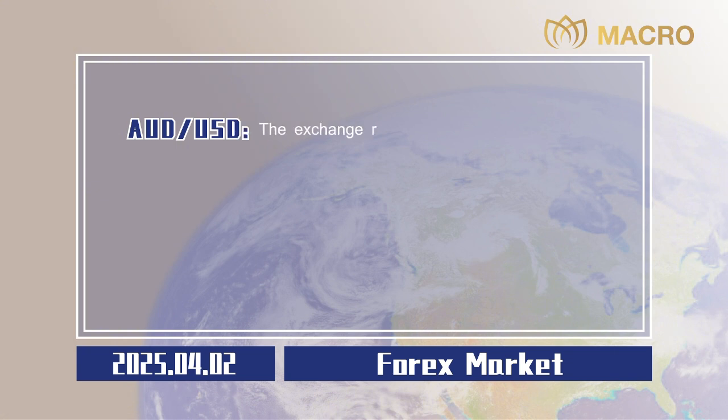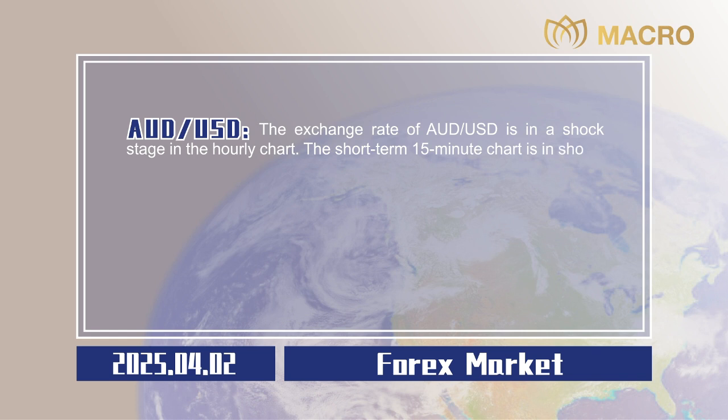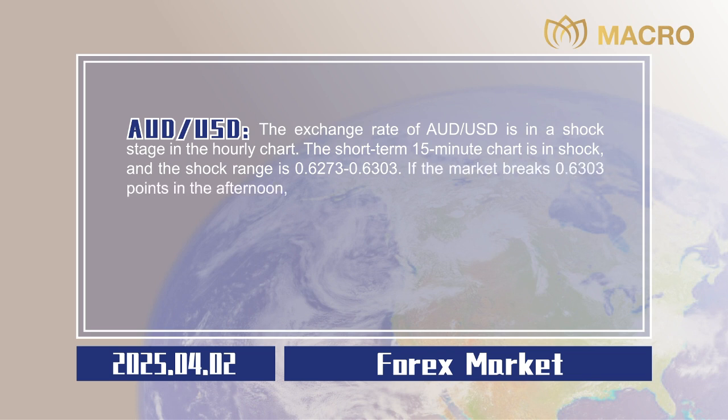Australian dollar to US dollar. The exchange rate of Australian dollar to US dollar is in a shock stage in the hourly chart. The short-term 15-minute chart is in shock, and the shock range is 0.6273 to 0.6303.